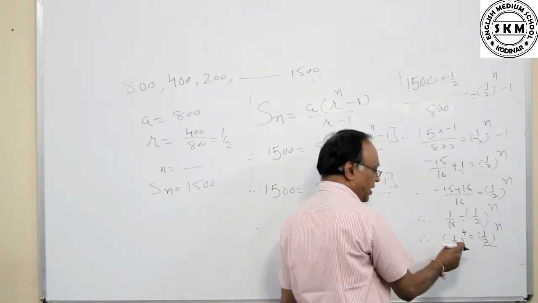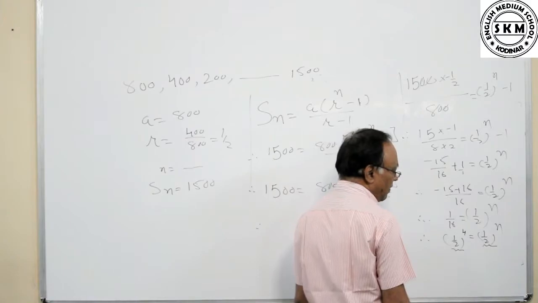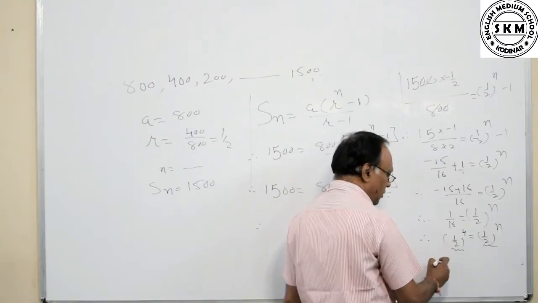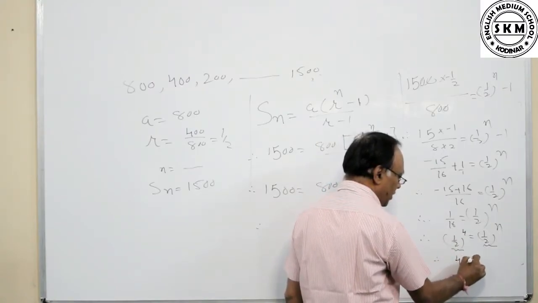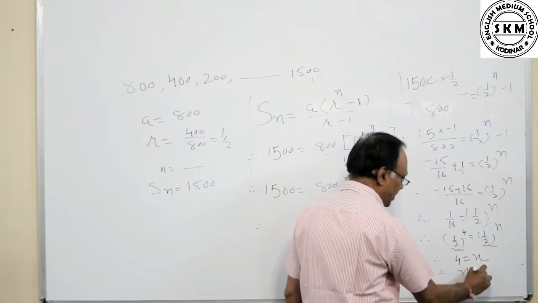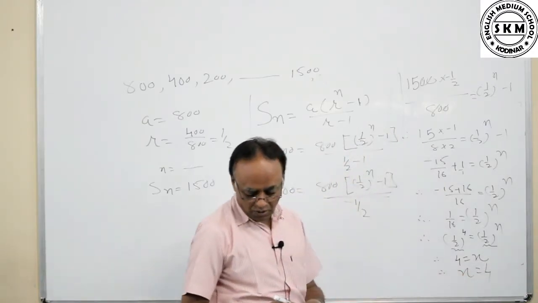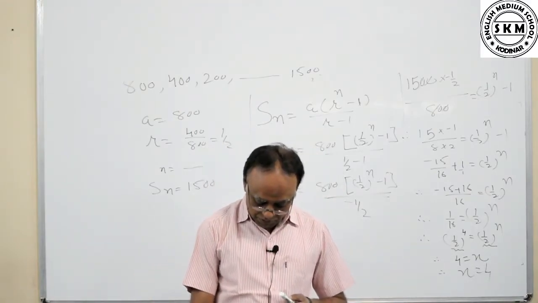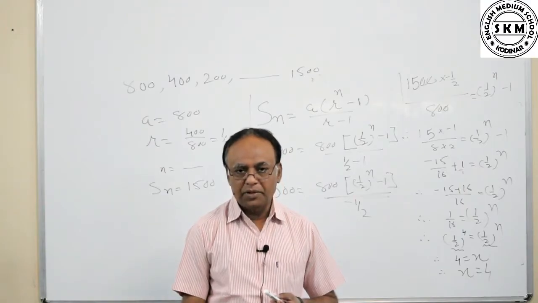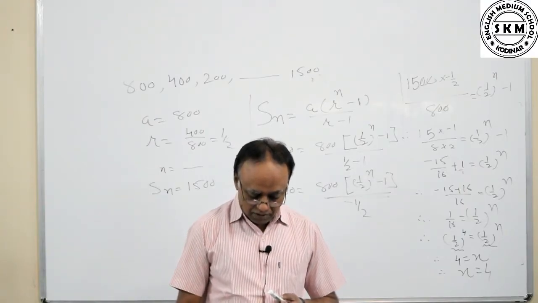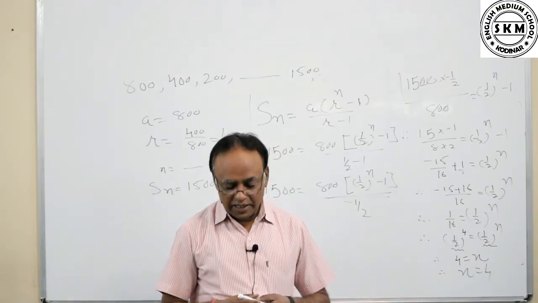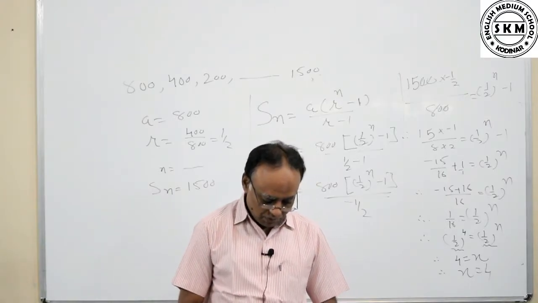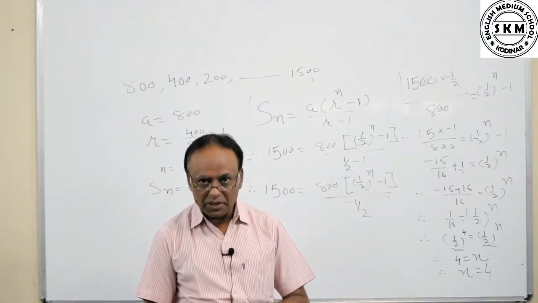The base equal, what is the base here? 1 by 2. So the indices, the powers, are equal. Here the base is 1 by 2 on both sides, so we can compare. Therefore 4 is equal to n. So n is equal to 4. The sum of the first 4 terms of the GP is 1500. Here we wanted to find n, while in previous examples we found A.